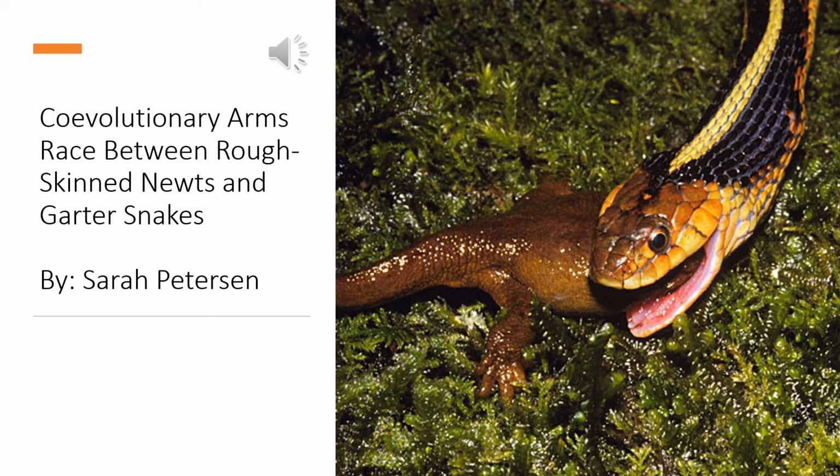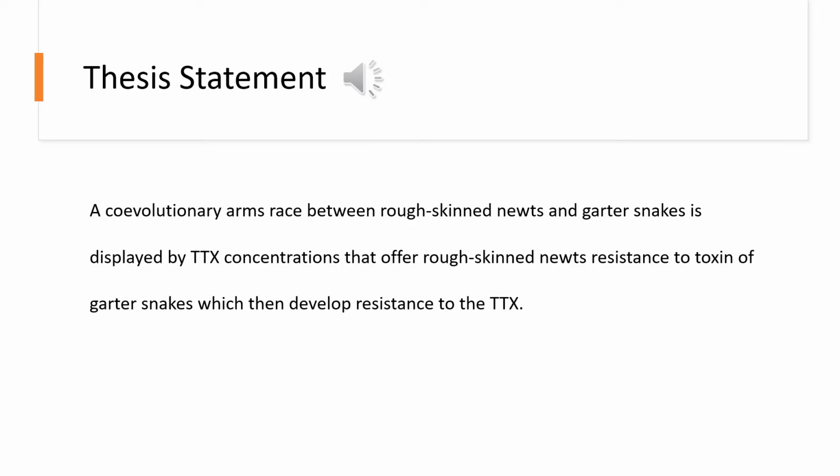My topic for this semester is the coevolutionary arms race between rough-skinned newts and gardener snakes. The thesis statement of my paper is as follows. A coevolutionary arms race between rough-skinned newts and gardener snakes is displayed by TTX concentrations that offer rough-skinned newts resistance to toxin of gardener snakes, which then develop resistance to the TTX.